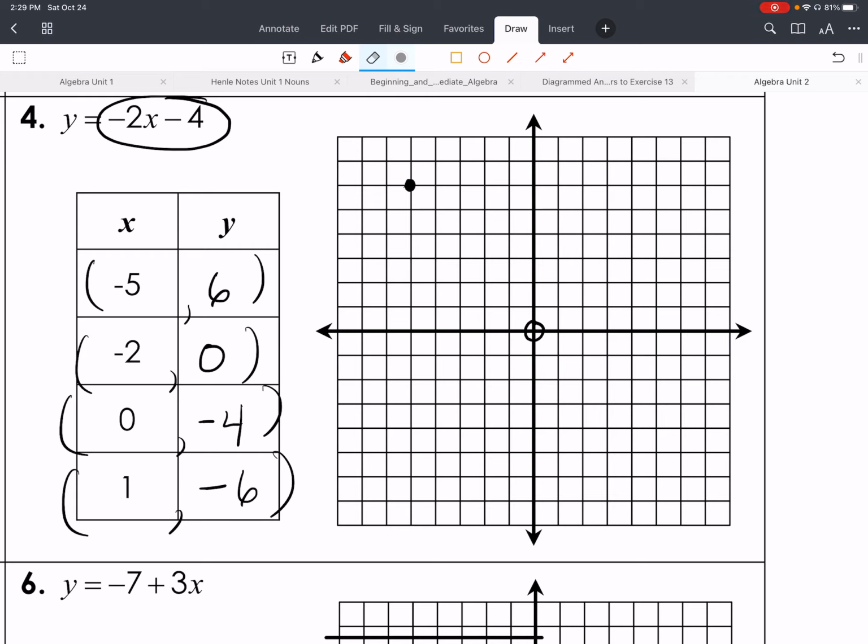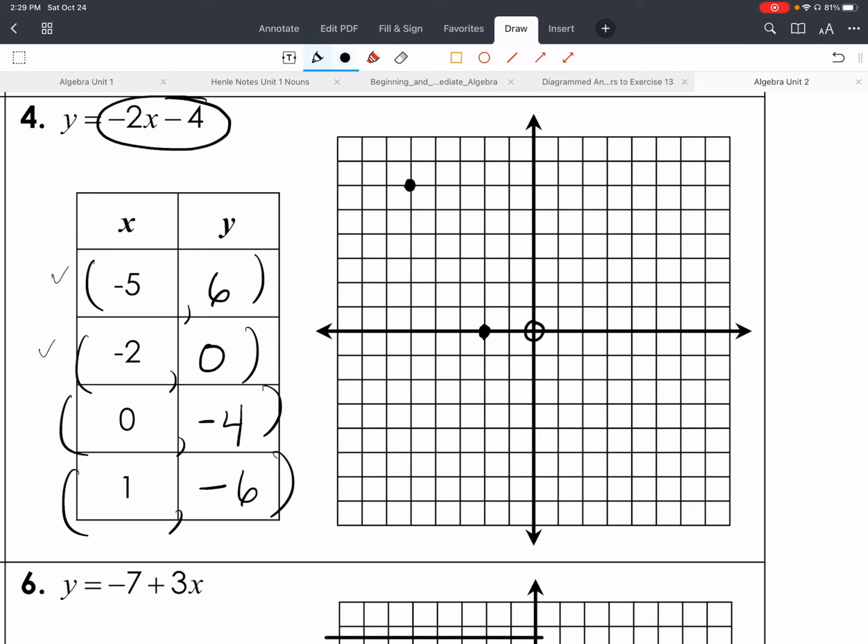For the next one, my input is -2 on my x number line, so I count out 2 by the negative. So there's -2 right there. And then 0 for y on the number line. Well, I'm already at 0 on the y number line, right? So I will just place my point here. Get rid of my counting mark. And I've done the first 2.